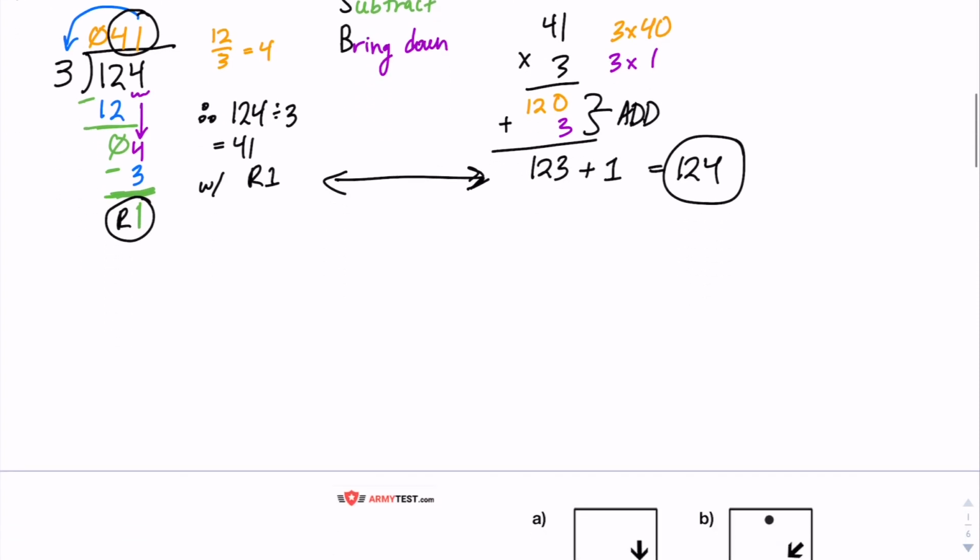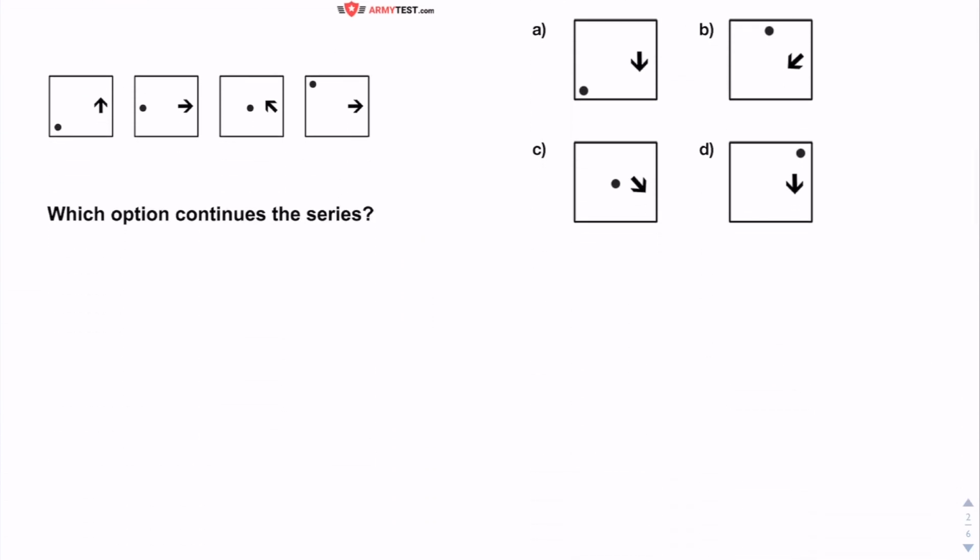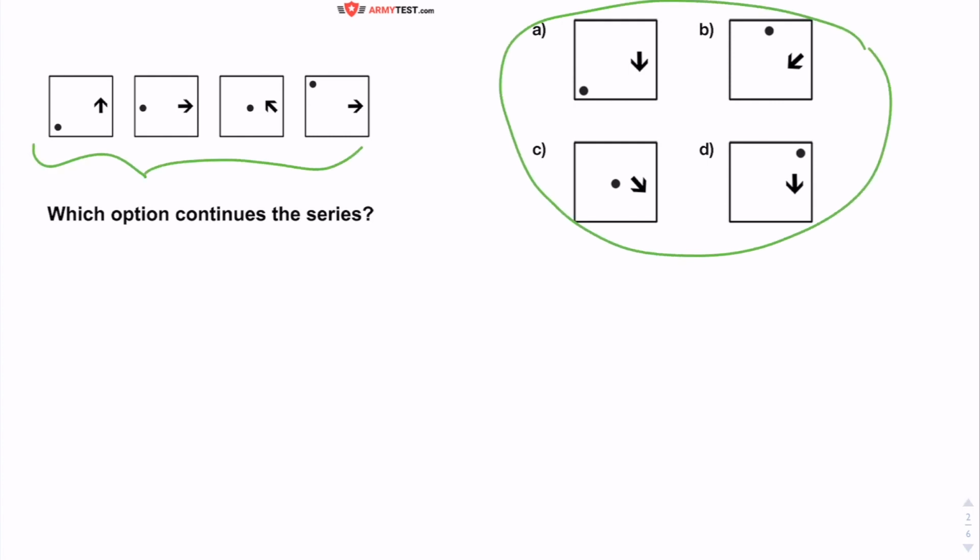Okay, so moving on to the CFAT questions. This is our first one here. It says, which option continues the series? So this is the series here, and these are the options. We're trying to figure out which one will go here.